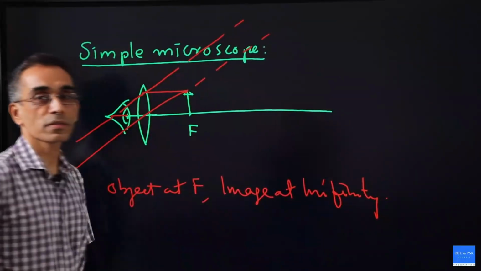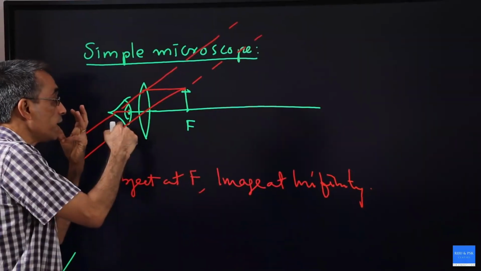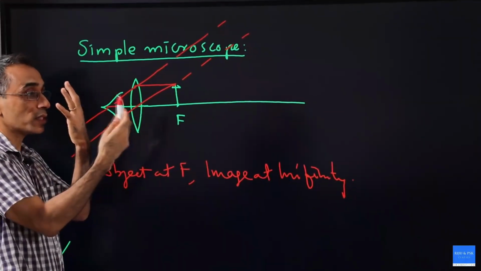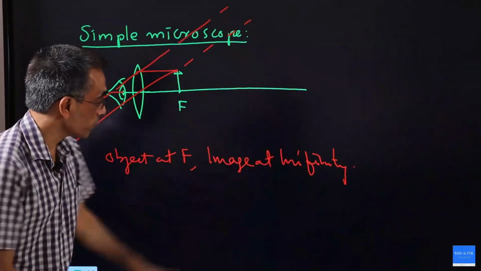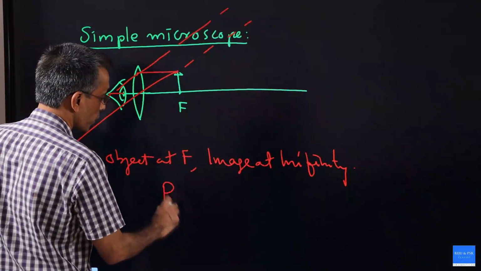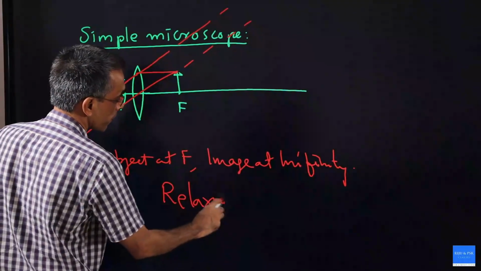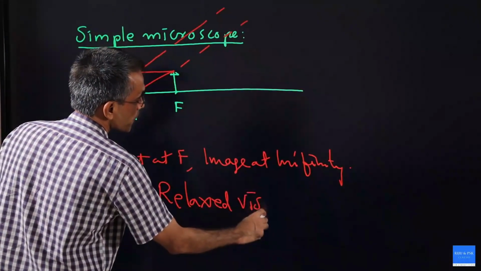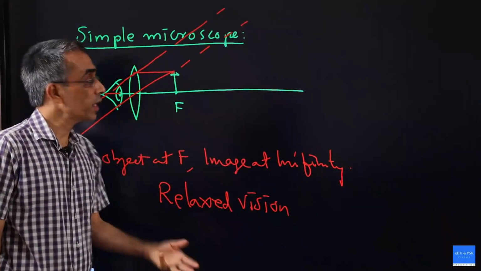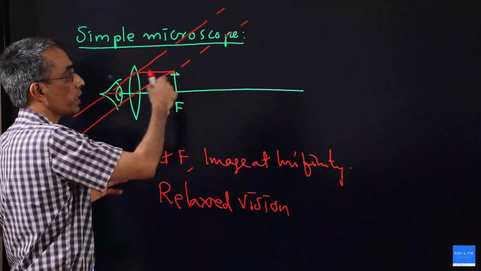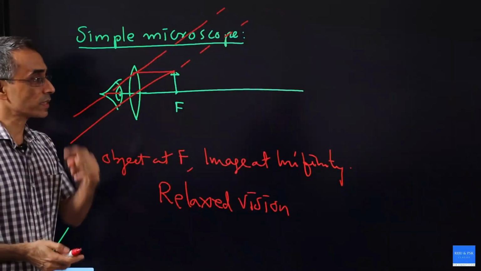You know this. The eye will not see the object, but will see the image at infinity. When the image is at infinity, the vision is relaxed. We call it relaxed vision. So a simple microscope has a relaxed vision mode where the object is at the focal point and the image is at infinity. That is the first thing.